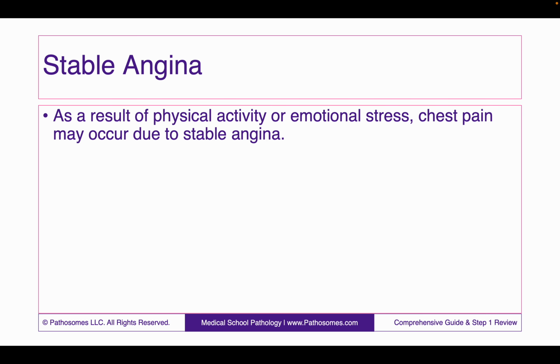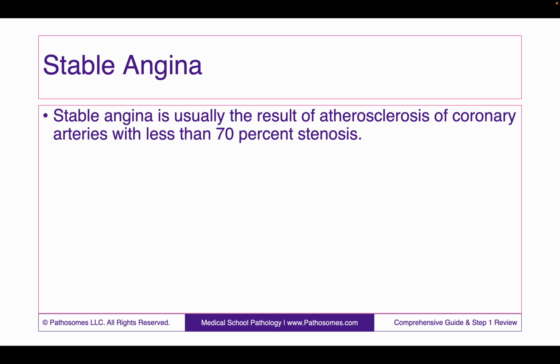Now let's talk a bit about stable angina. We all know what that is, right? As a result of physical activity or emotional stress, chest pain may occur due to stable angina. Stable angina is usually the result of atherosclerosis of coronary arteries with less than, important number, 70%, stenosis. Less than that, stable angina. I'm sure you can guess if it's more than that what's going to happen. We'll talk about that.